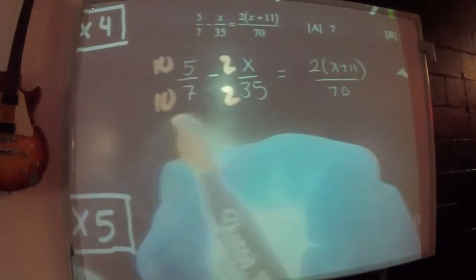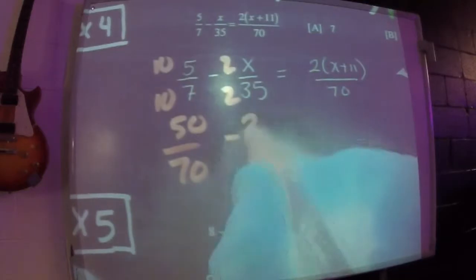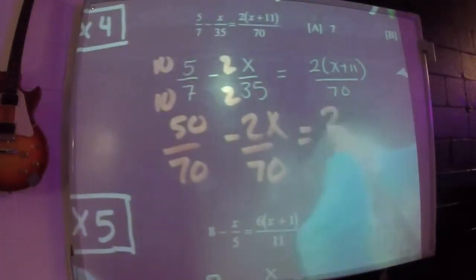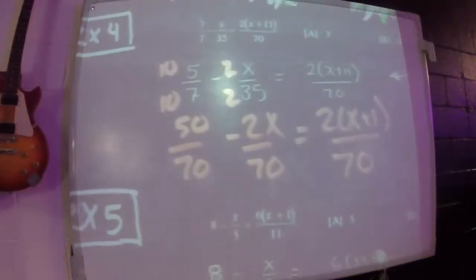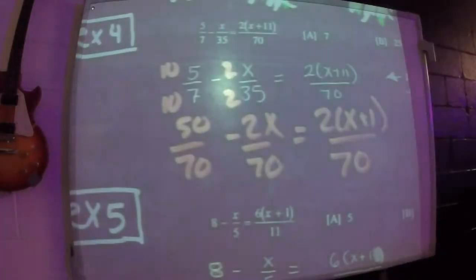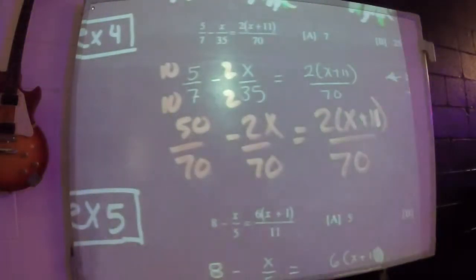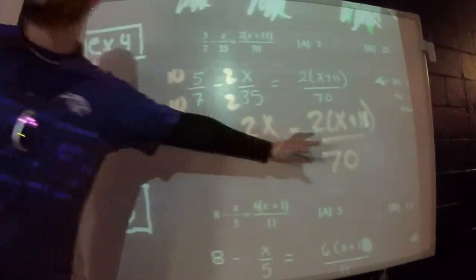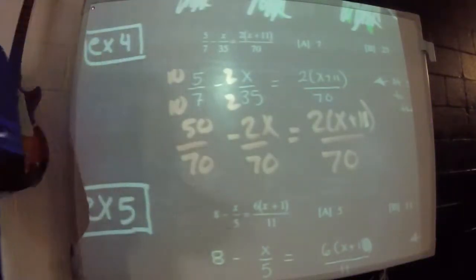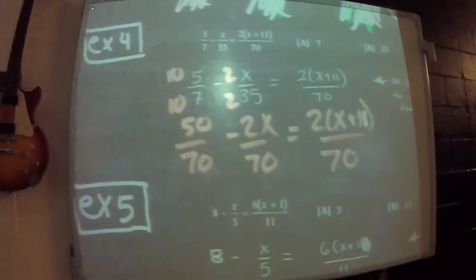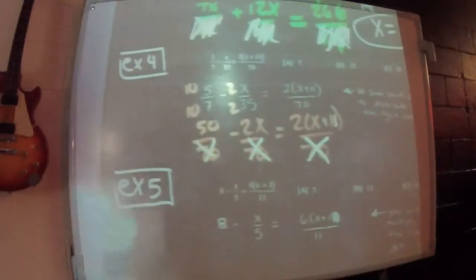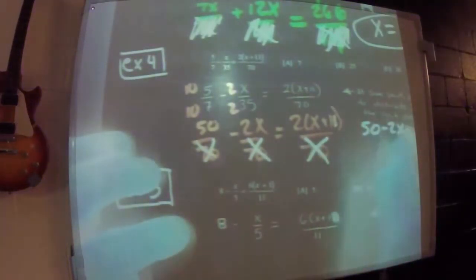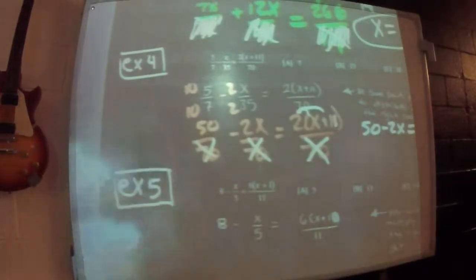So we end up with 10x over 70 minus 2x over 70 equals 2x plus 11 over 70. All right, everything is a fraction. Even the monster is a fraction with a 70 on the bottom, so cross the 70s out. And now it goes from being a nasty looking, ugly equation to being something a little more manageable. You've got 50 minus 2x equals, and I'll go ahead and distribute that, 2x plus 22.